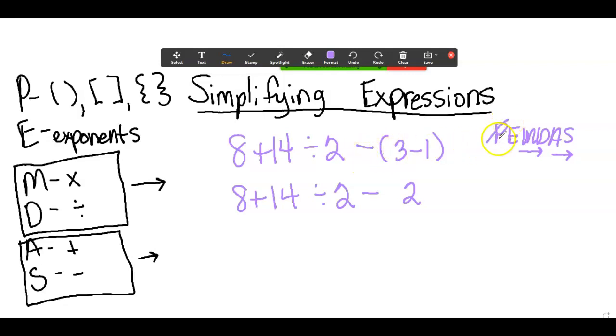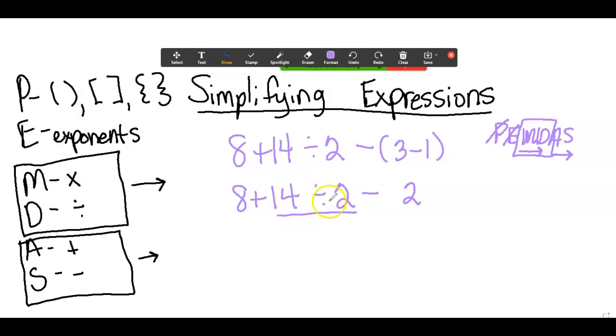Now I can cross off my P because I'm done with the parentheses and there are no more. I cross off my E because that's exponents and that's 6th grade. So next I want to look at multiplication and division. Okay, I'm looking to see, do I have them both? Well, I don't. I have 1. There's no multiplication, so I don't worry about that, but there is division. So that means this 14 divided by 2 is what comes next.